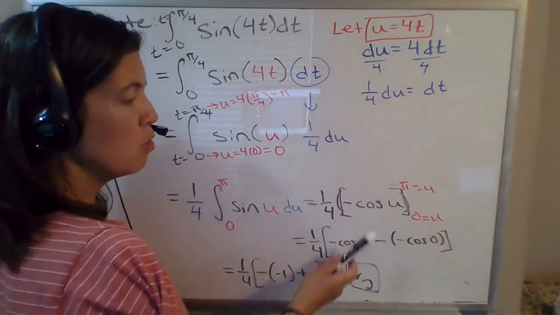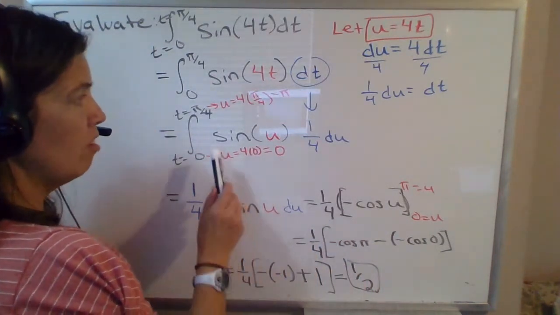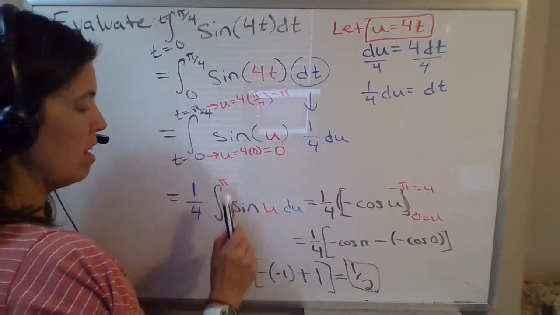And I'll just say one more time, the reason I didn't have to change this back to an expression of t is because we adjusted the limits of integration on this step here, so they're written as values of u.